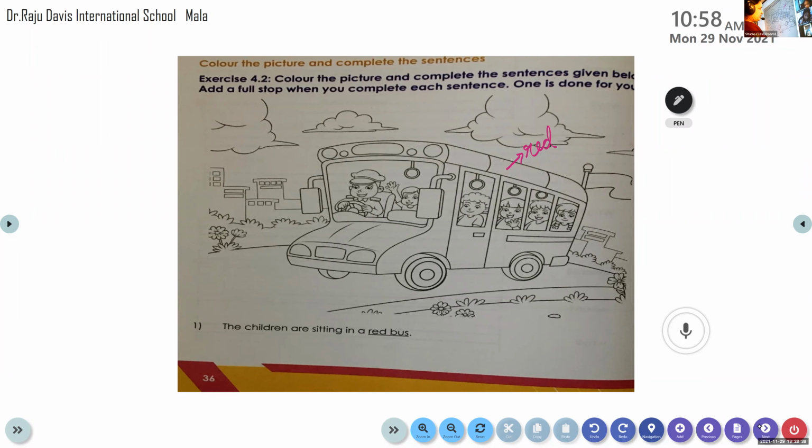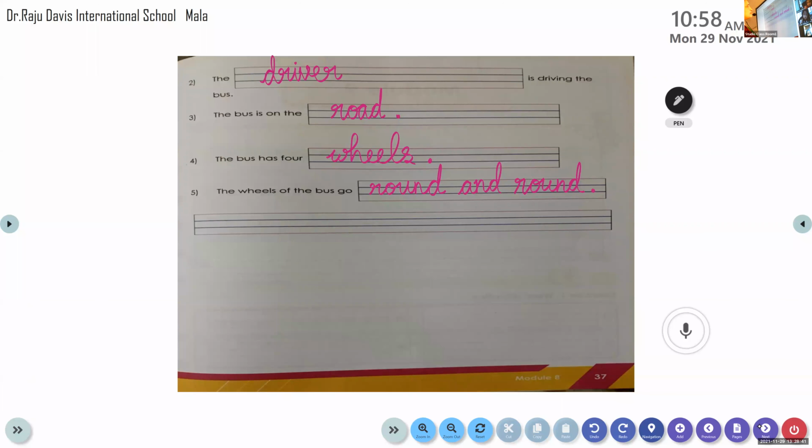Namaste, unmute and read the second sentence. The driver is driving the bus. Very good, very good. Thank you, ma'am. Welcome. Nakshatra, read the third sentence. The bus is on the road. Yes, very good. One more time. The bus is on the road. Read this word one more time.